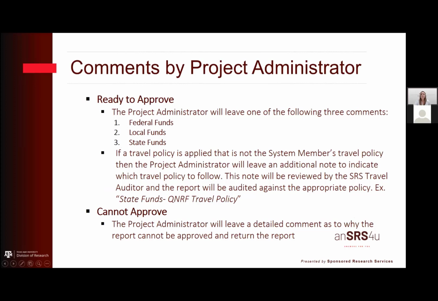And in either of these scenarios, if the travel policy is not the system member's travel policy, we will leave an additional note to designate which specific travel policy we should follow. And then those are the reports that are routed to the SRS travel auditor. And on my next slide, I'll touch on that a little bit more. If for whatever reason we cannot approve, the project administrator will leave a detailed note and send the report back for revisions.